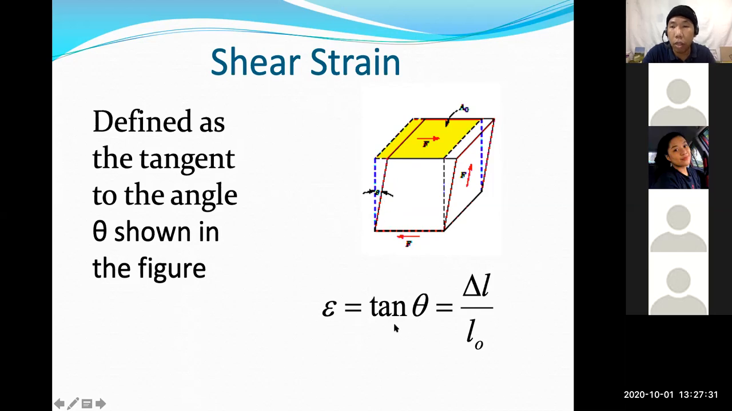Okay, and the tangent of theta, as mentioned also in the video, as you know, tangent is the opposite side over the adjacent side. So the opposite side here is the change in length, change in L or delta L, over the adjacent side, which is the original length.